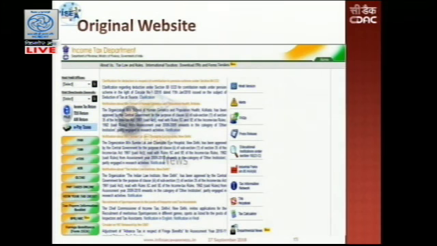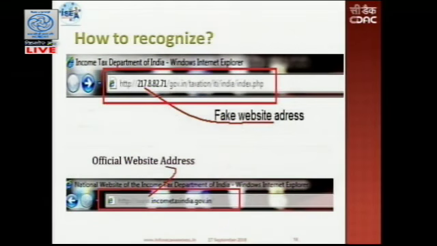Now, the most important aspect is how to identify whether it is an original website or a fake website. When we are looking at an original website and a fake website, if any website starts with an IP address, then to some extent we can say that it is a fake website. Why I say to some extent is that there are certain services offered by third parties within the government also, which are still offered on IP addresses. So, I am saying that if the URL has an IP address, then 95% it can be considered a fake website.